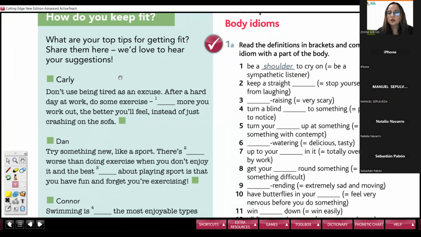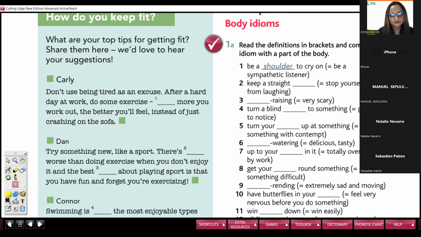So, don't use being tired as an excuse. After a hard day at work, do some exercise. The more you work out, the better you will feel. What will be the word here? What do you think? Remember our words for comparatives and superlatives.